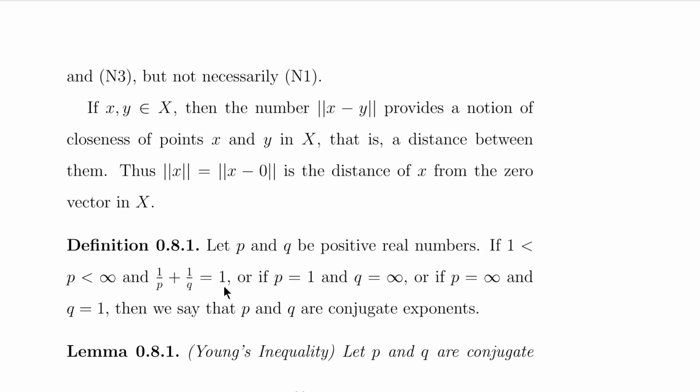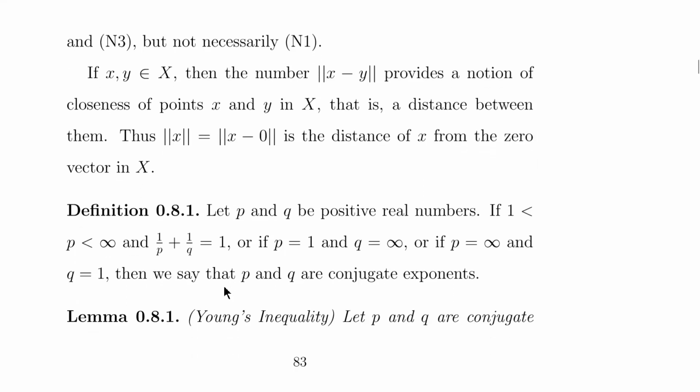So now we'll discuss some of the inequalities. Let p and q be positive real numbers with 1 less than p less than infinity and 1 over p plus 1 over q is equal to 1. If p is equal to 1 and q is equal to infinity, or if p is equal to infinity and q is equal to 1, then we say that p and q are conjugate exponents.